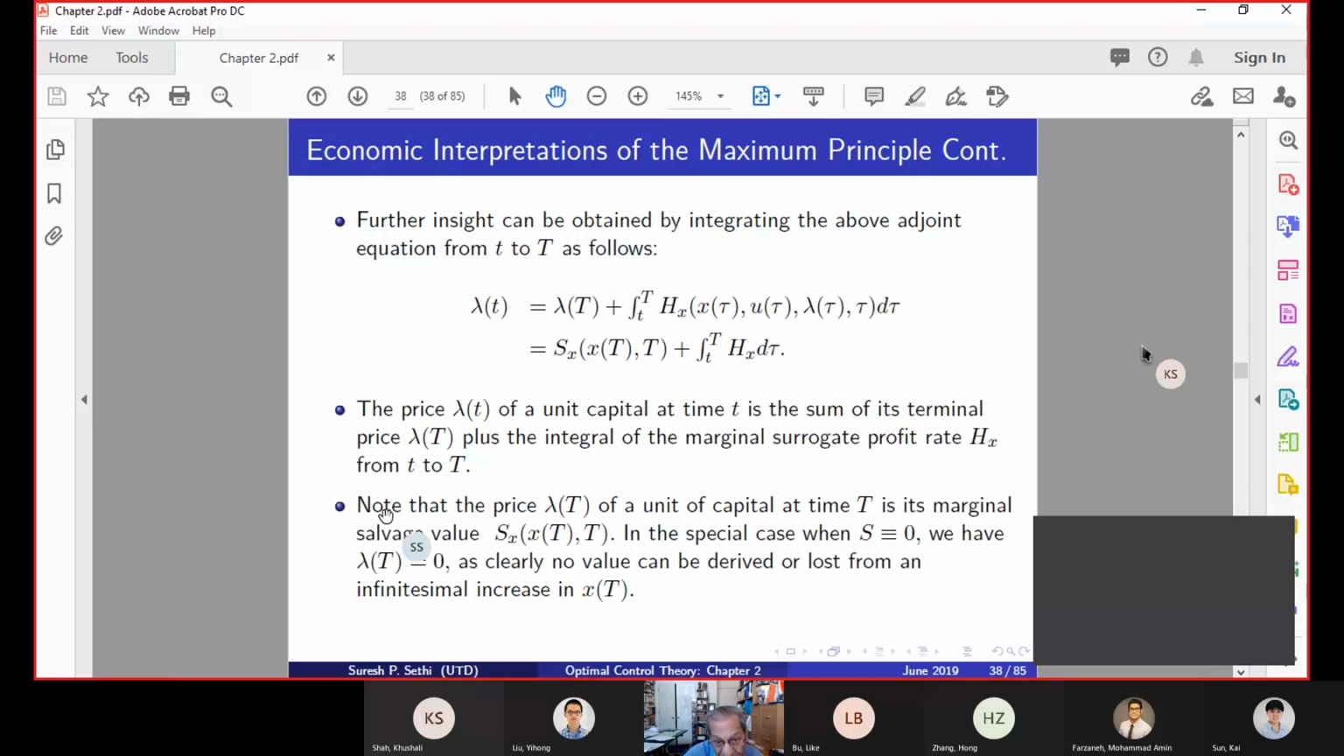So lambda T, for a unit of capital at T, is its marginal salvage value. In a special case when S is 0, we have lambda T equal to 0. So clearly no salvage value, as clearly no value can be derived or lost from an infinite increase in xT because lambda T will be 0. So it doesn't matter where you end up. Okay. So this is another way to express lambda.